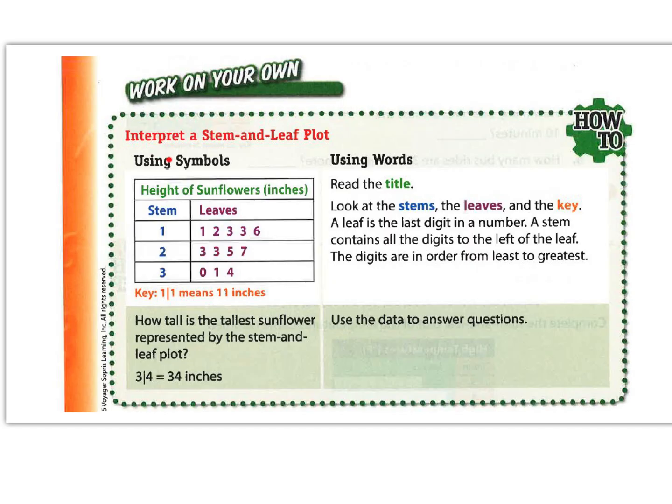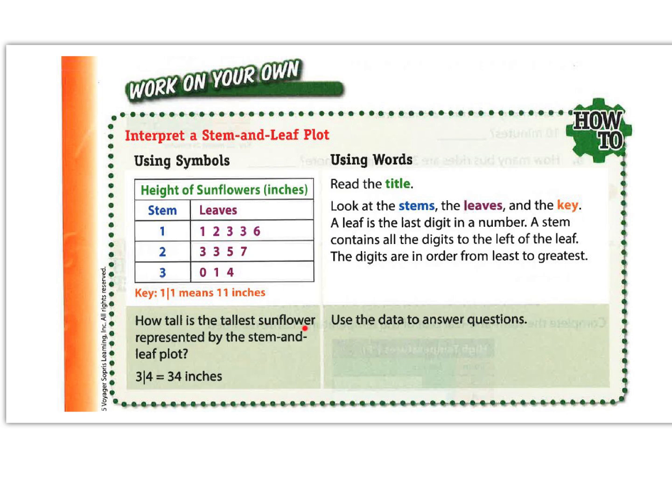All right, so when you interpret a stem and leaf plot, here is a diagram of it. Using words, read the title. Always read the title. Height of sunflowers in inches. Look at the stems in blue. Then the leaves. And then you look at the key. Always look at the key so you know what it means. A leaf is the last digit in a number. So the leaves are over here. A stem contains all the digits to the left of the leaf. The digits are in order from least to greatest. And here's that key, 1/1 means 11.